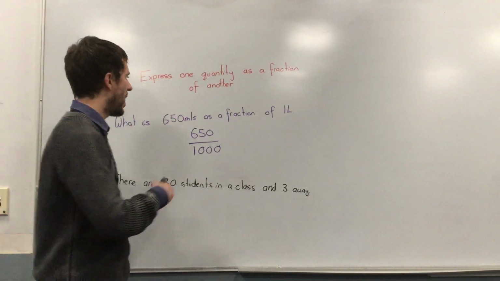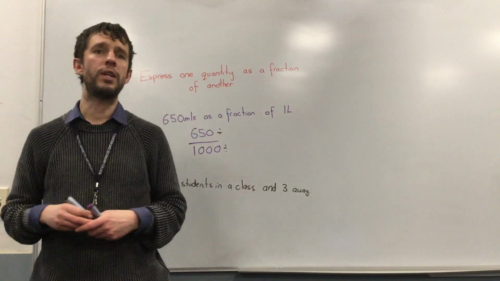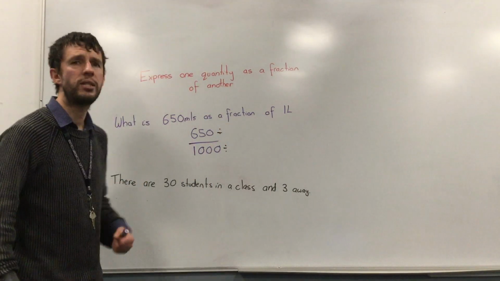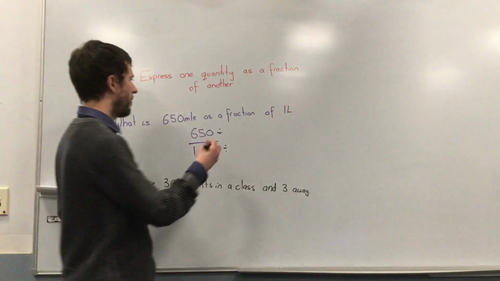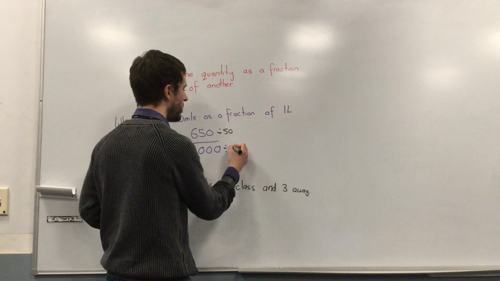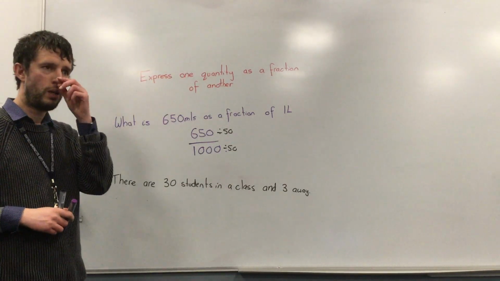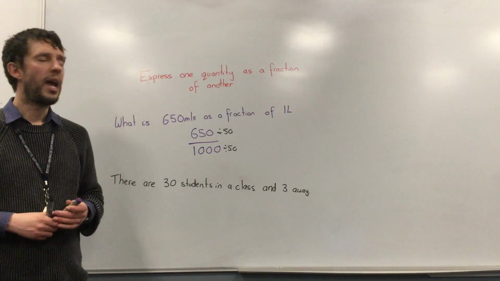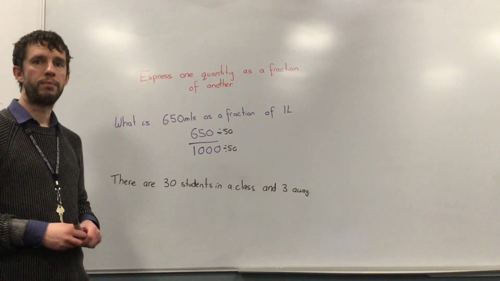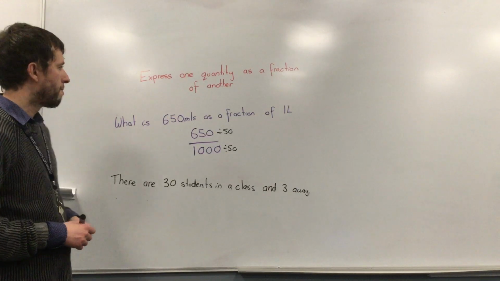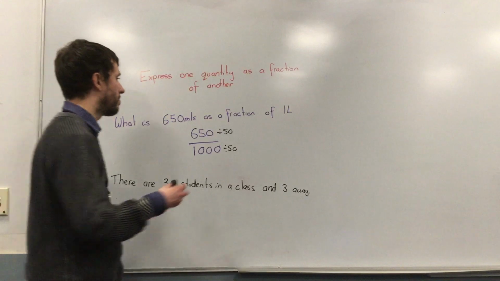So that is where I can think about a common factor. If you can't think about the largest one, let's think about the common factors. Straight away I know that 50 goes into 650 and 50 goes into 1,000. So I'll use that to assist me. How many 50s are there in 650? That there is 13.